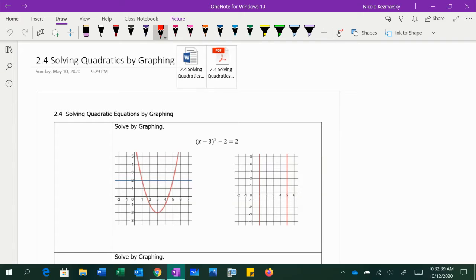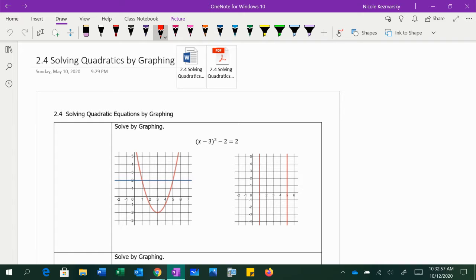This is 2.4, solving quadratics by graphing. So in this section, we're going to merge Unit 2 and Unit 3 and talk about how we can solve quadratics by using our graphing skills that we learned in Unit 2.